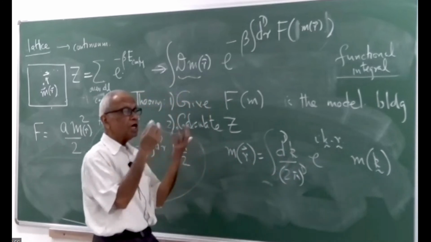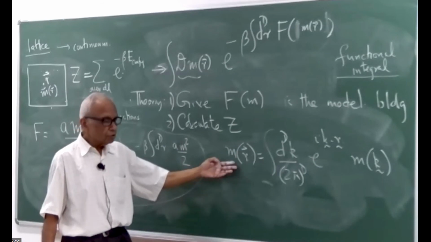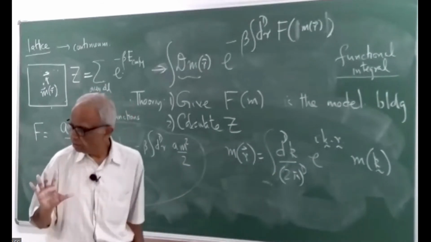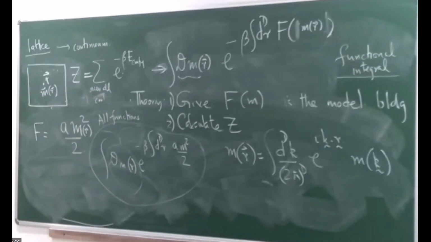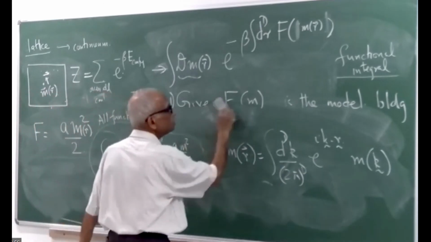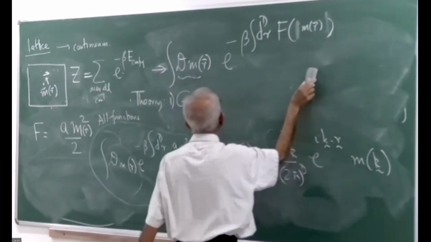Now switch to another function m of r. So another function m of r would mean, so look at this. Let me try to draw this to give you an idea.